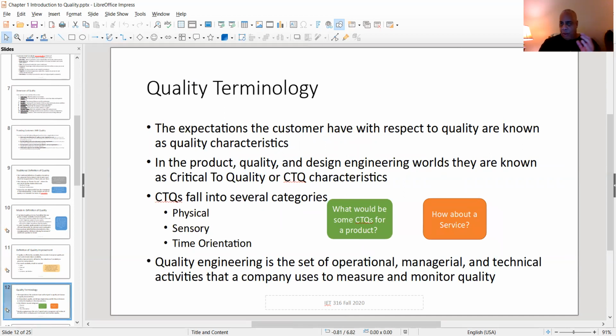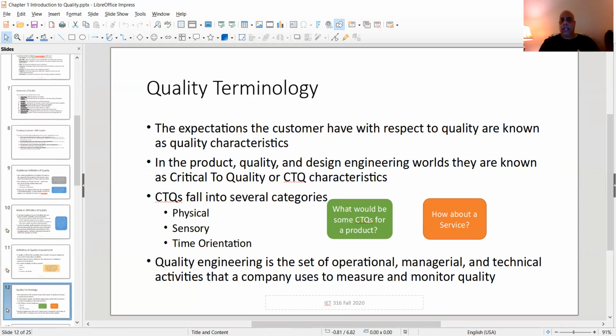Now, in every field, you have to understand terminology. So for quality terminology, I'm going to get into this slide, and I'm going to talk about expectations, because we as customers have expectations about what we want and know about quality. So we expect a good price, a good product, and a good service. The expectations the customer has with respect to quality are known as quality characteristics.